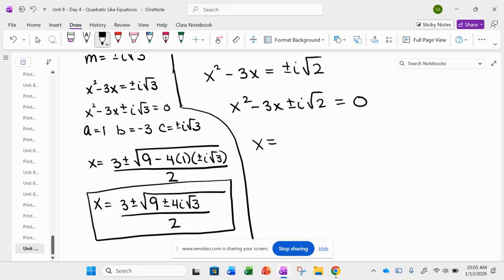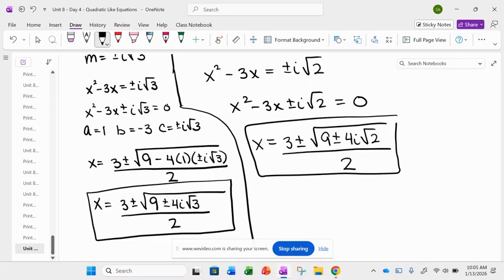Who has an answer here? Charlie? 3 plus or minus the square root of 9 plus or minus 4i root 2, over 2. That's what I got. Does anybody want to see me do this? Right. Isn't this another 4 solutions?